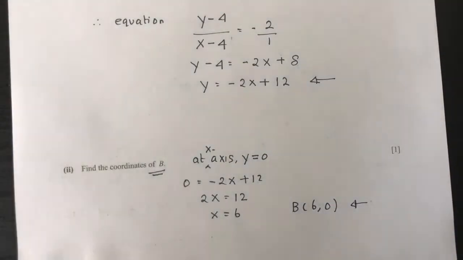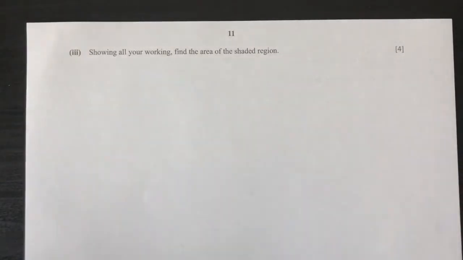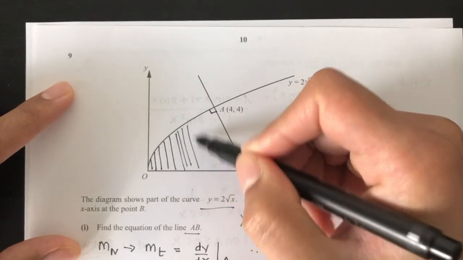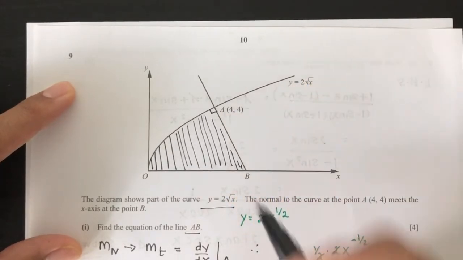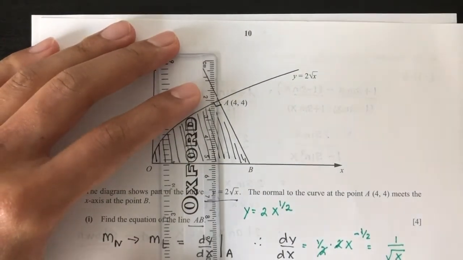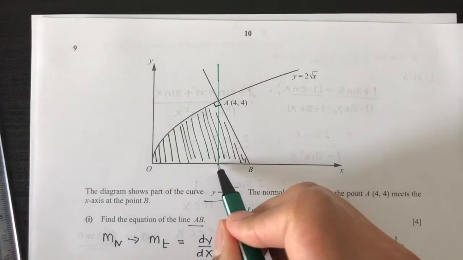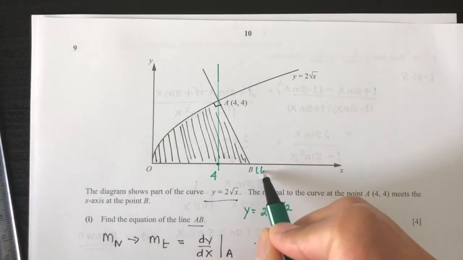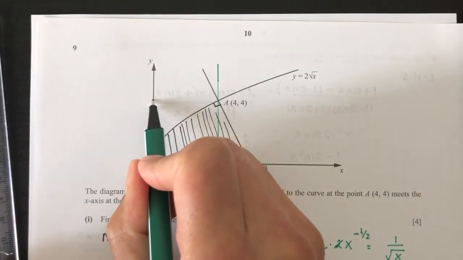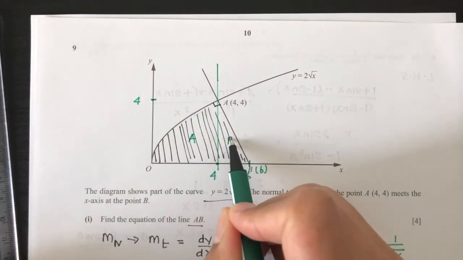Now let's move on to part 3 of this question. It says, showing all your working, find the area of the shaded region. So in the question, this is your region that has been shaded, right? So what we can do here is break this down into 2 parts. We can draw a line here. This is the point 4. We know B, this is 6. So we know the height is 4 as well. So we can find this area in 2 parts. Let's call this one area A, and let's call this one area B.